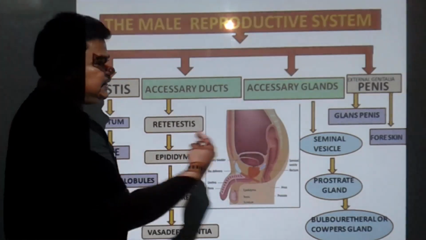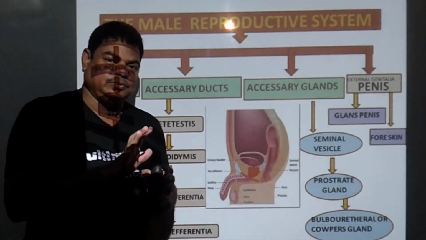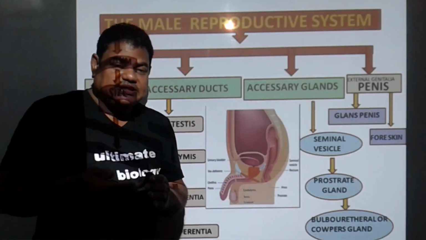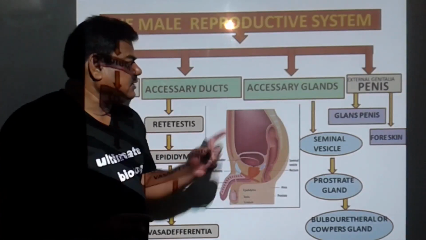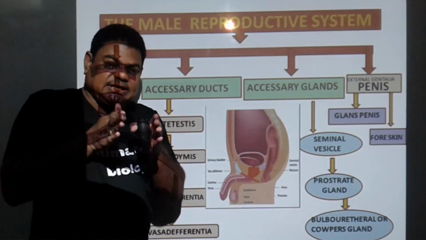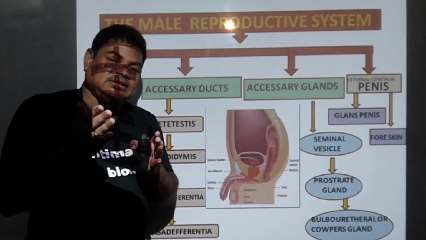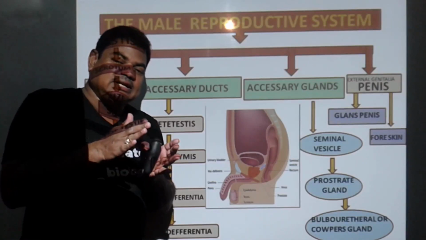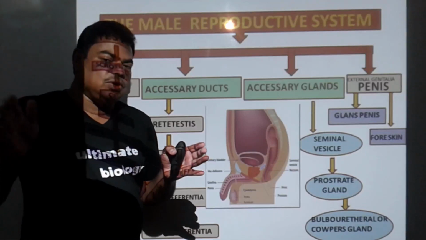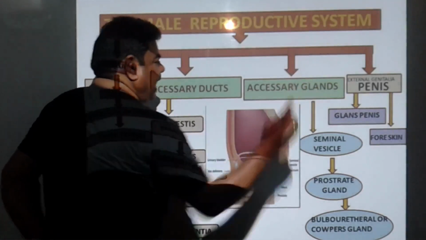Accessory duct. Next is the accessory gland. Accessory again means supportive. These are glands, granthi, which produce secretion. These glands support the male reproductive system, and they secrete their secretion at the time of ejaculation. The glands secrete their secretion along with the sperm and form semen, and that semen gets released, or ejaculated, out of the body. That is the accessory gland.